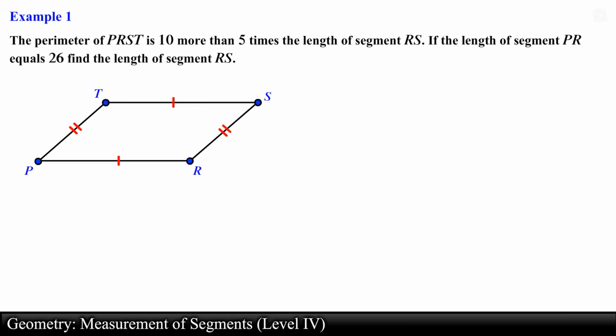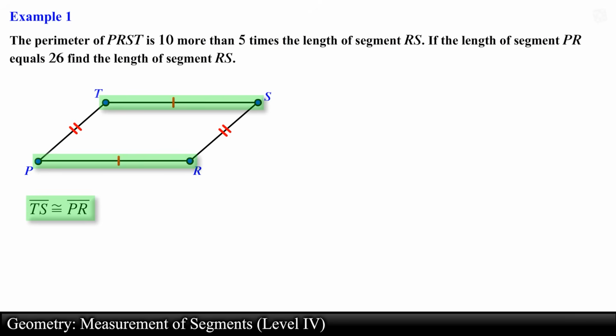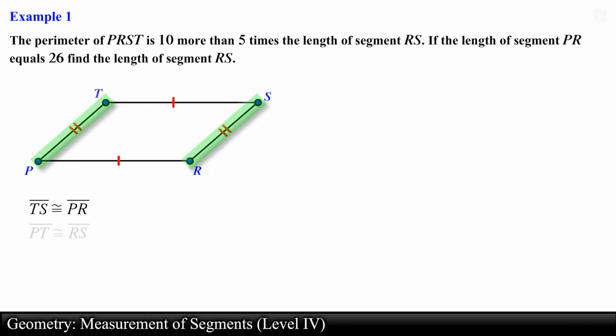Notice that the figure contains 2 line segments with matching single tick marks and 2 line segments with matching double tick marks. These marks tell us that line segment TS is congruent to line segment PR, and that line segment PT is congruent to line segment RS.